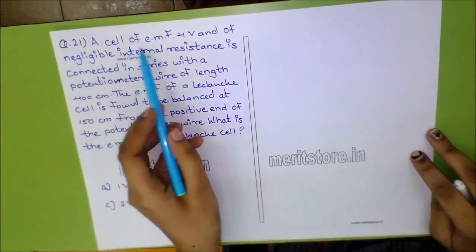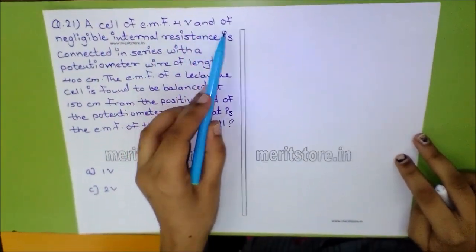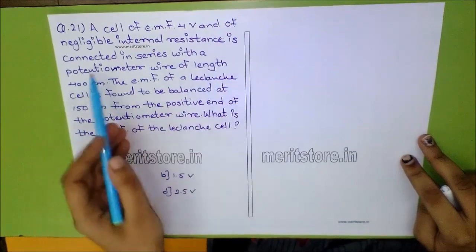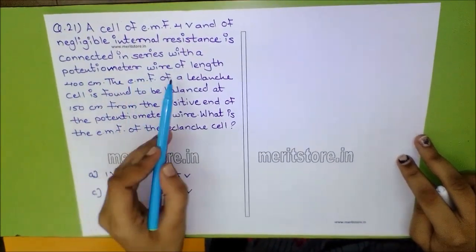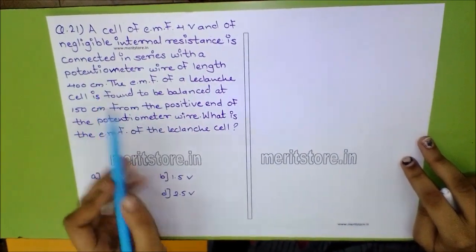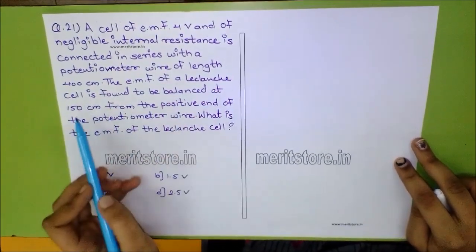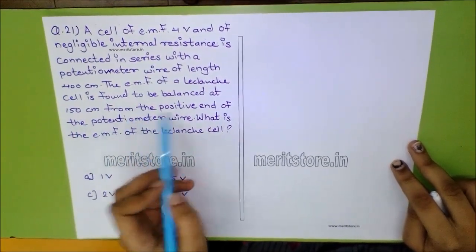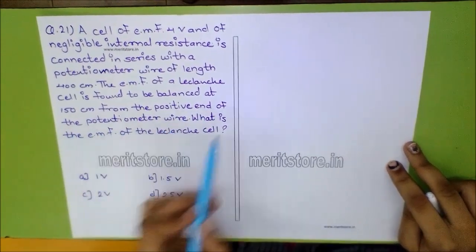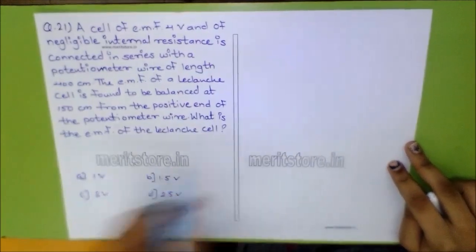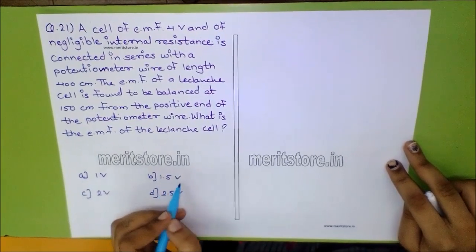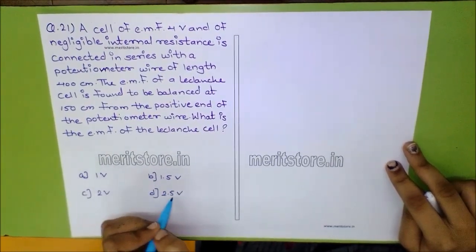Question 21. A cell of EMF 4 volt and of negligible internal resistance is connected in series with a potentiometer wire of length 400 cm. The EMF of the Leclanché cell is found to be balanced at 150 cm from the positive end of the potentiometer wire. What is the EMF of the Leclanché cell? A 1 volt, B 1.5 volts, C 2 volts, D 2.5 volts.